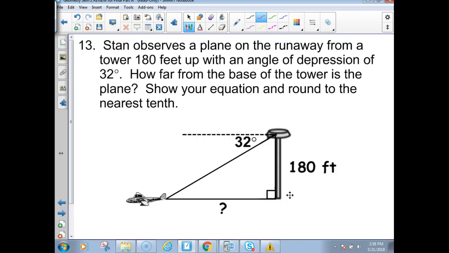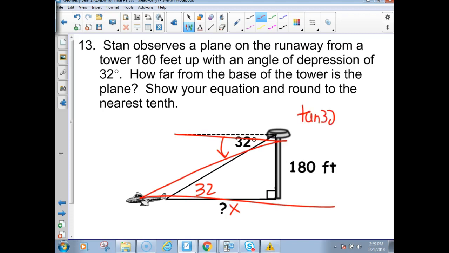13, I already can see, I don't even have to read it. If they gave me the picture, I know I need to find this distance right here. So then I say the angle of depression from the tower to the plane was 32 degrees. Where else can I put a 32? Look for your Z. Okay. Opposite and adjacent, tangent. So tan of 32 equals 180 over x. Careful on your calculation because x is in the bottom. x times the tangent of 32 equals 180. You need to divide. 180 divided by tan 32.